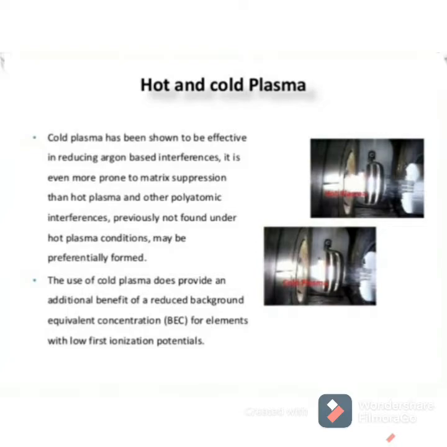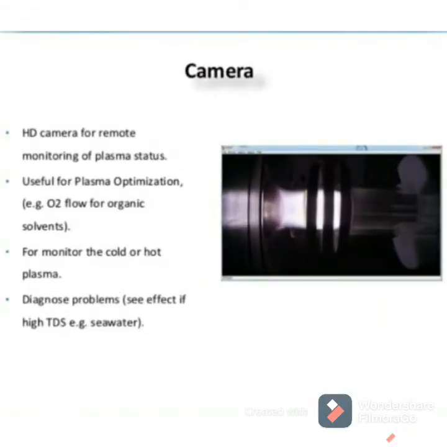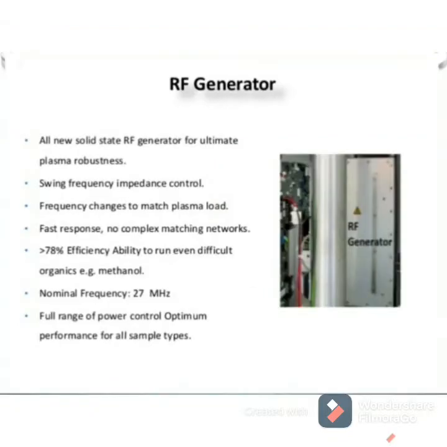low first ionization potential. Near the plasma, one more thing is there, called a camera. An HD camera for remote monitoring of plasma status is useful for plasma optimization, for example oxygen flow for organic solvents. For monitoring the cold or hot plasma and diagnosing problems, for example high TDS in seawater. For seeing plasma conditions, they installed one HD camera in the ICP-MS instrument.